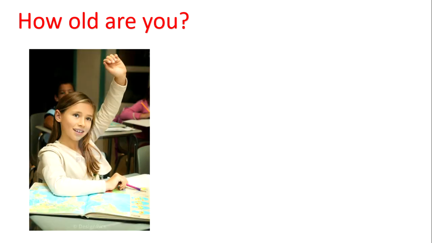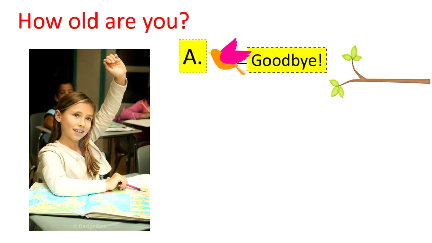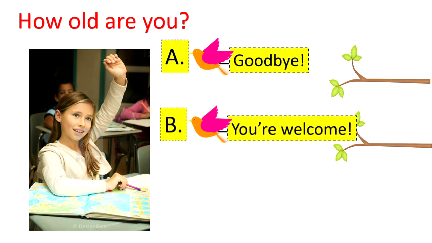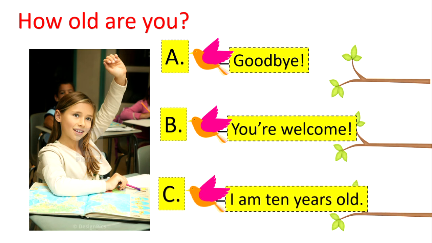Okay, look at the next question. The next question is, how old are you? Okay, can you tell me what is the right answer? Is it A, goodbye? Or is it B, you're welcome? Or is it C, I am 10 years old? Okay, the question is, how old are you? Can you tell me what is the right answer?